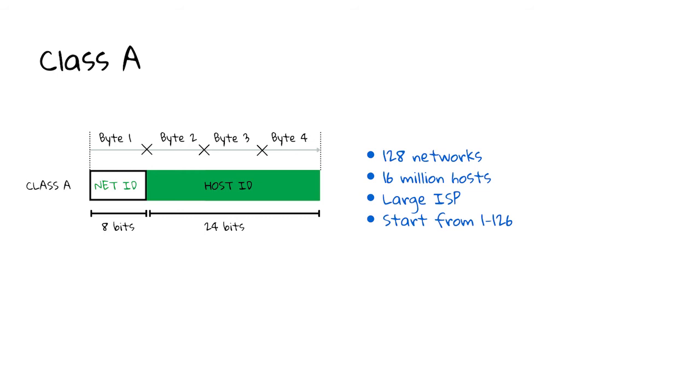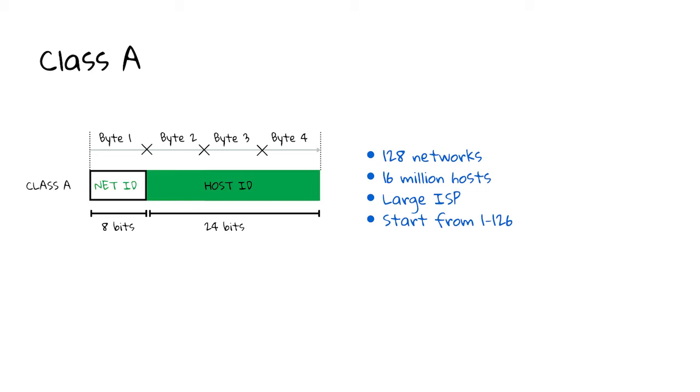Class A was designed to support large networks with over 16 million hosts. These addresses were allocated to big internet service providers who would then break them down into smaller networks and sell them to their customers.